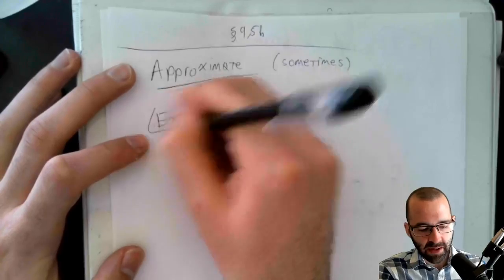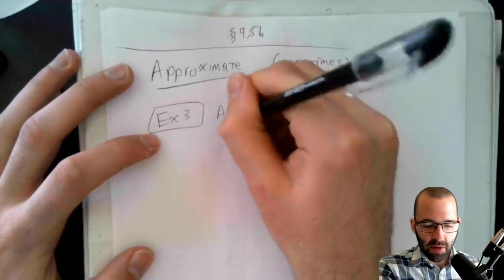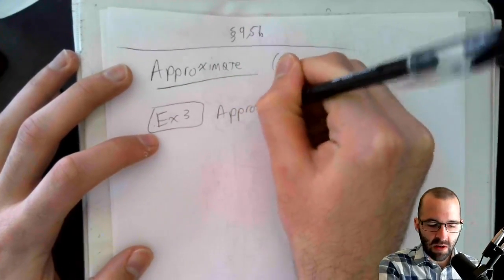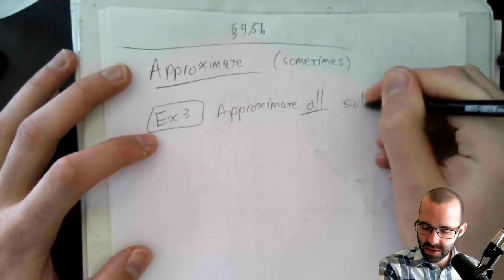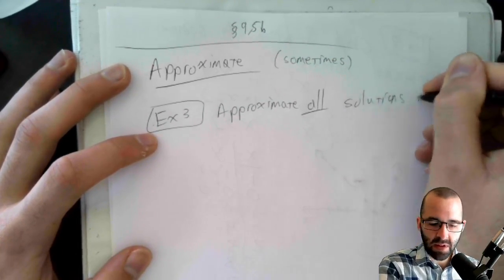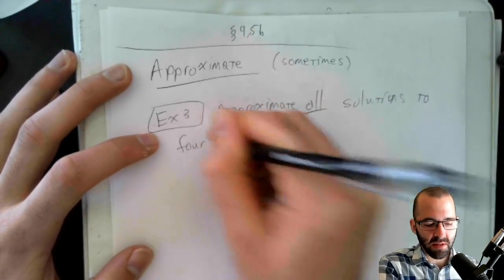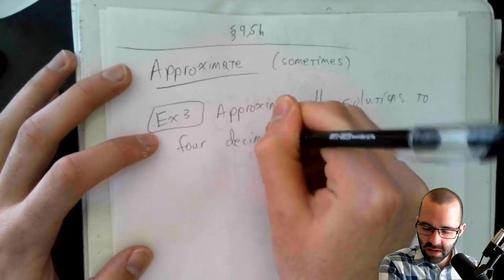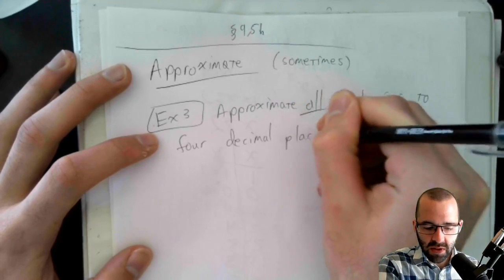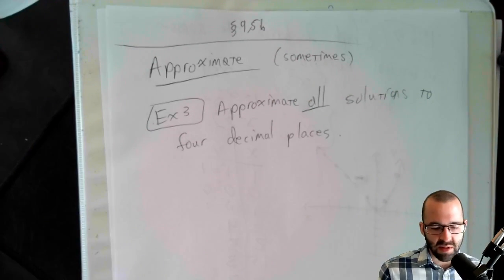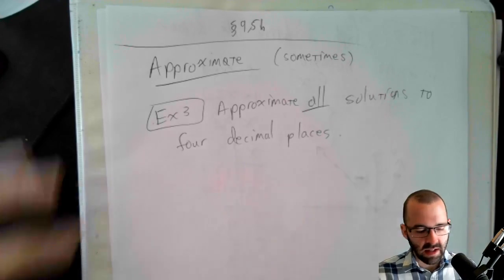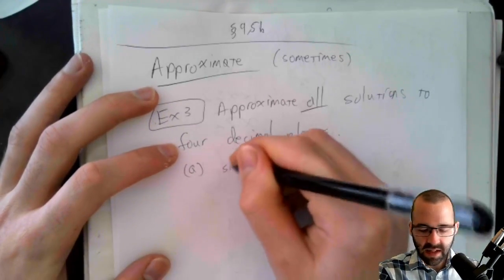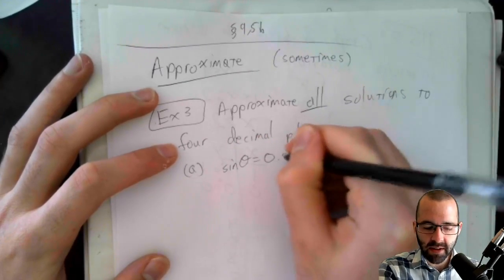We got example 3 here. Approximate all solutions, so not just 0 to 2 pi, all solutions to 4 decimal places. All right, and we've been using radians this whole section, so I'm going to keep using radians, but usually I don't have too much of a preference unless I ask. So part A, sine of theta equals 0.8.